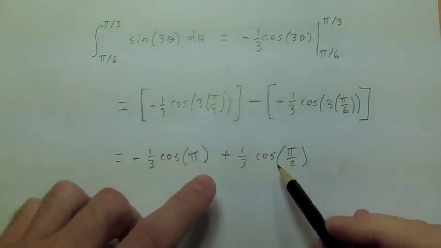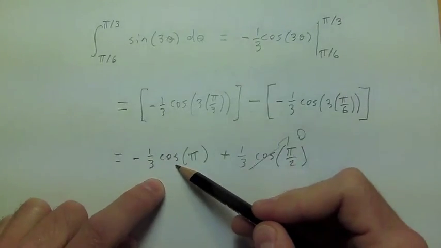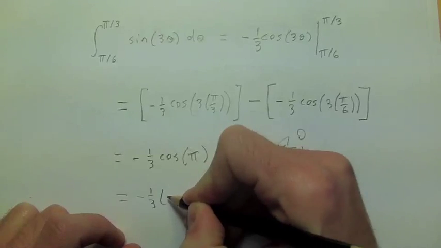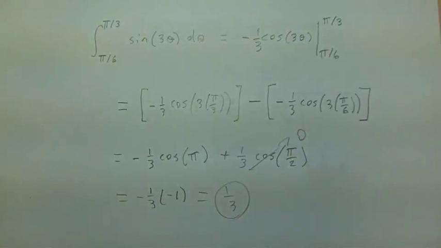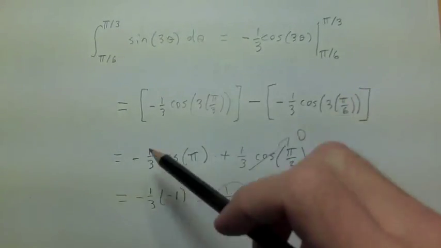Right? So cosine of pi over 2 right off the bat, that's 0. Cosine of pi is negative 1, so this is negative 1/3 times negative 1, so this is 1/3. Again, be very careful with how you do all this.